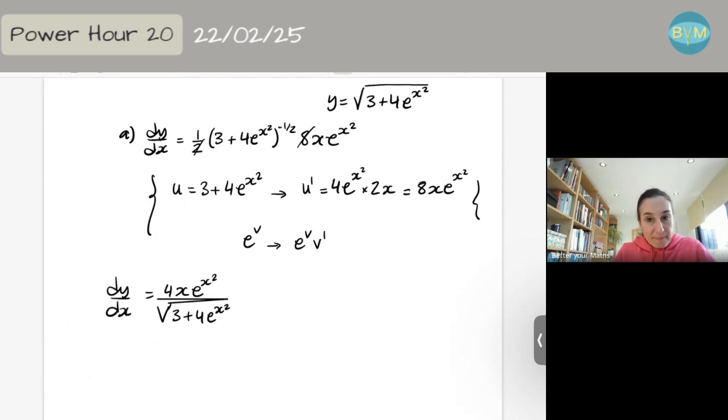Is that clear? So remember this, the differentiation questions are going to be with the chain rule, product rule, or the quotient rule.